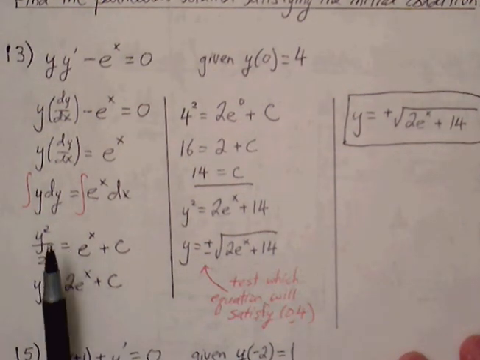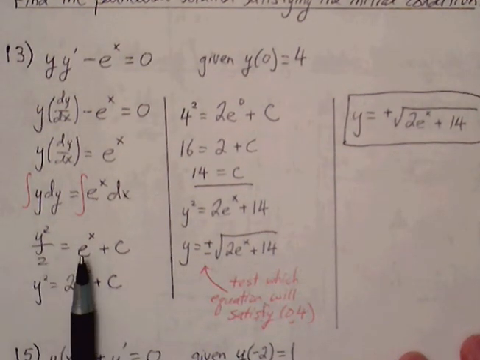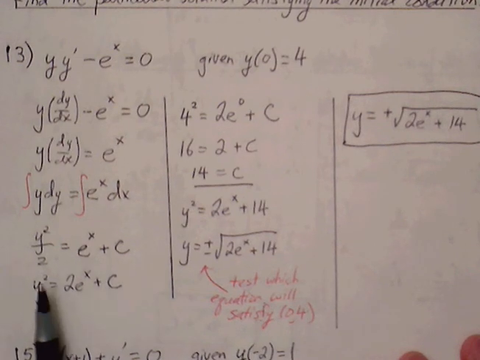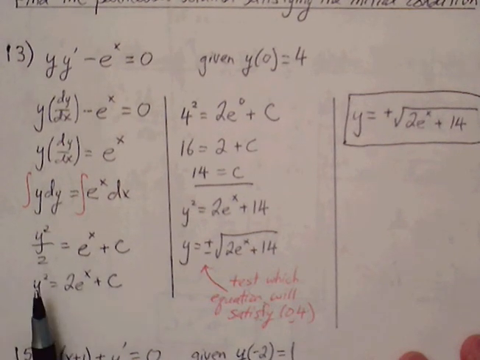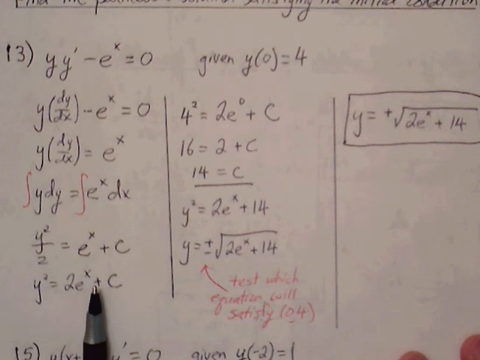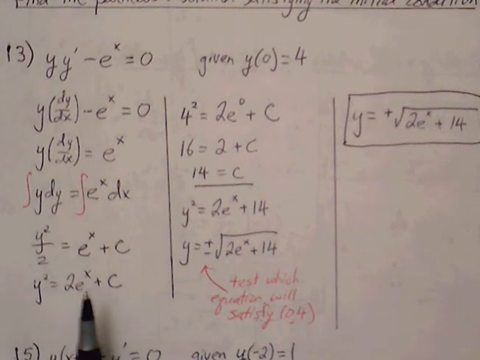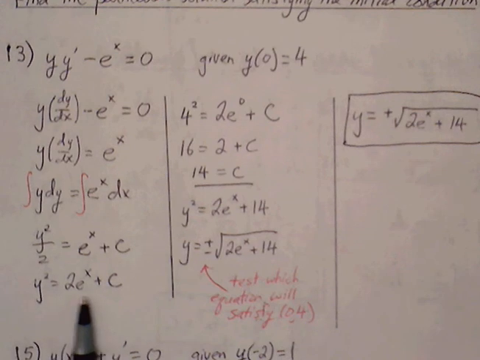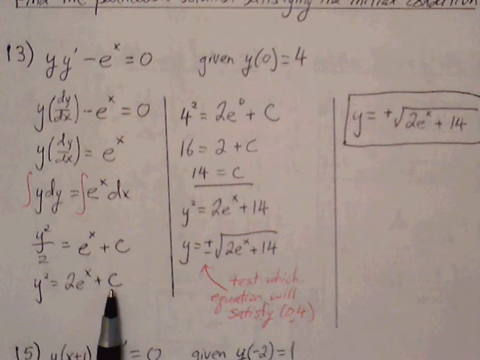So integral of y dy is simply y squared over 2. Integral of e to the x was simply e to the x plus c. And if I multiply the 2 through, I'll get y squared is equal to 2e to the x plus c. And it's going to be a little bit easier to find the c value at this point rather than waiting for the square root. So we're going to solve for c here.